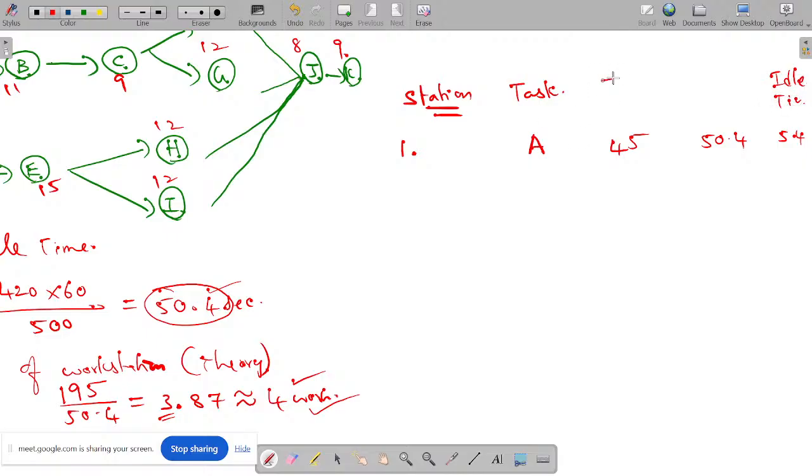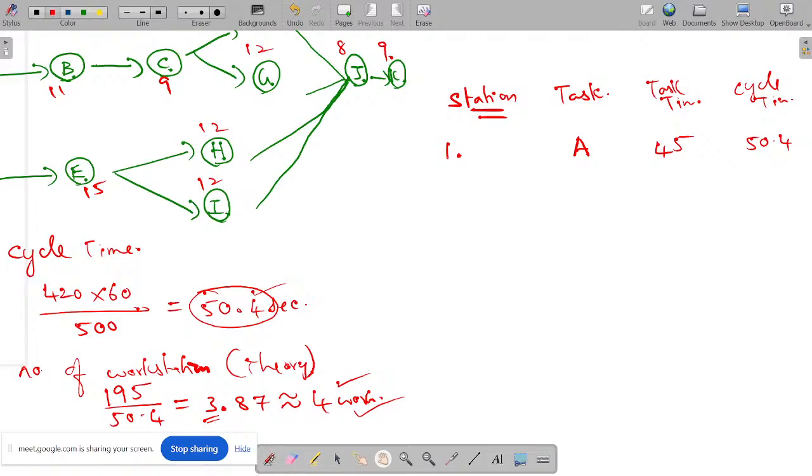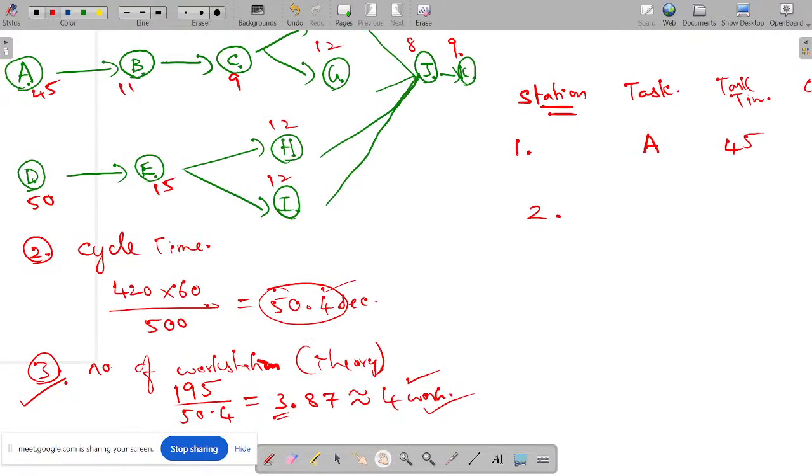So this is the task. This is the task time. And this is the cycle time. Okay. And this is the idle time. Okay. Now I have to go for the next activity. So as per the sequencing I'm going, when I talk about the next activity, I'll go for workstation 2. We have to check whether we have to go for B or D. Okay. For this, we have this tiebreaker rule. So I have to go for the tiebreaker rule before continuing for the second one.